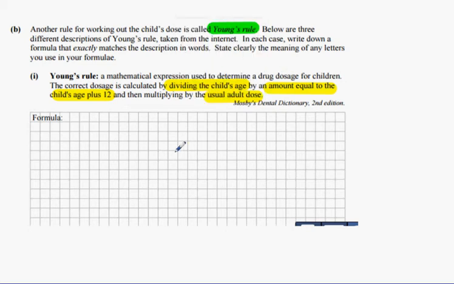Have we all established that they're definitely going to multiply by the adult's dose? Does that make sense? Now, the next thing after that is read the question. They want you to divide the child's age. Pick a letter to represent the child's age. Any letter you want. I'm going to pick Y just because I chose Y in my solutions.